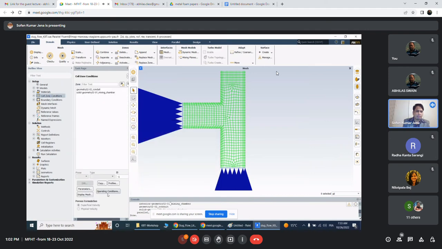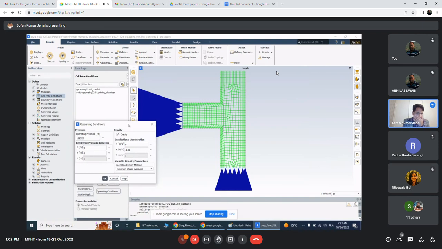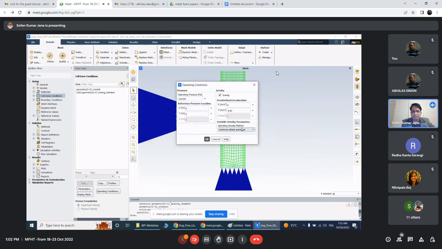The vital information over here is the operating condition. Okay. So there is an operating density method. Earlier versions of Fluent, we provided the density of the secondary phase or the minimum density over here. Now Fluent automatically has the option of minimum phase average. Then we have to set the gravity. Gravity is in the minus y direction. Where am I measuring the gravity? I'm measuring gravity at the origin. So that's why 0, 0 is there. If you're measuring gravity at some other position, then you can define the position over here. Okay. And this is the operating pressure.